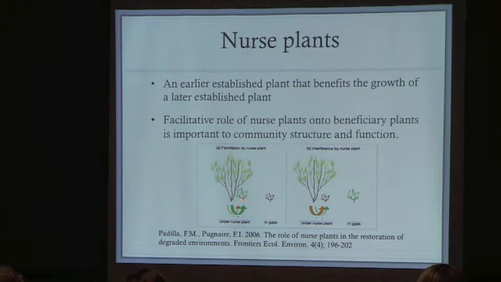So you can see that this plant growing under the canopy of the nurse plant is doing better than the plant growing on the outside in the gaps outside the canopy cover. Whereas this shows an interference relationship where the plant growing underneath the canopy is actually, its growth is impeded as opposed to growing in the gaps outside of the canopy cover.